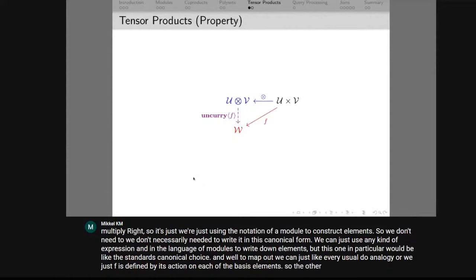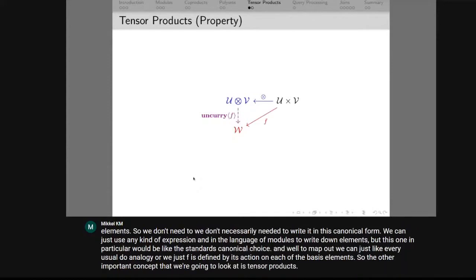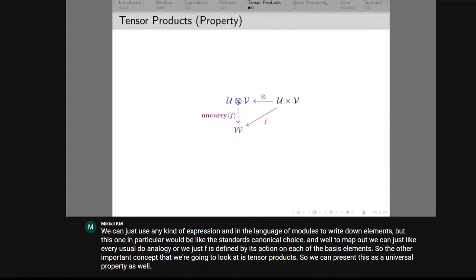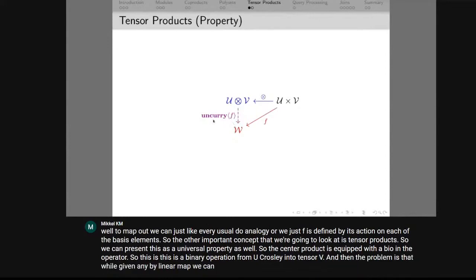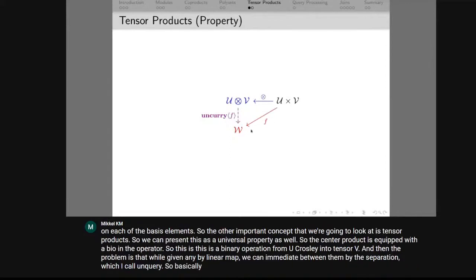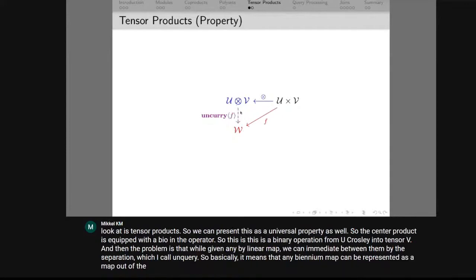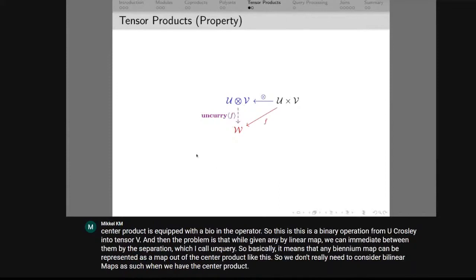The other important concept that we're going to look at is tensor products. We can present this as a universal property as well. So the tensor product is equipped with a bilinear operator, a bilinear operation from U cross V into U tensor V. And then the property is that, given any bilinear map, we can mediate between them by this operation, which I call uncurry. So basically it means that any bilinear map can be represented as a map out of the tensor product like this. So we don't really need to consider bilinear maps as such when we have the tensor product. We can just consider linear maps out of the tensor product.